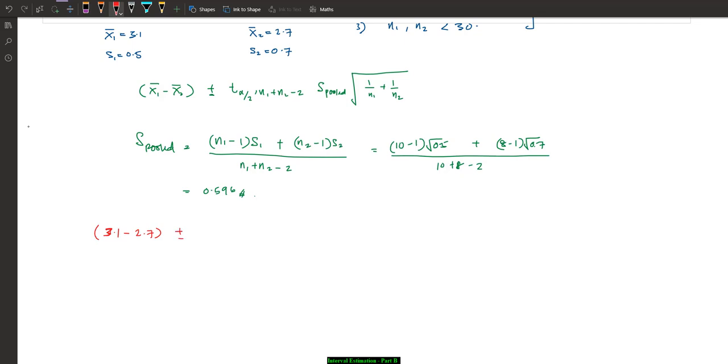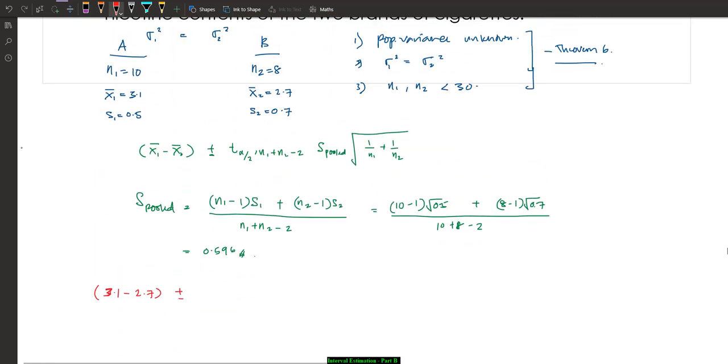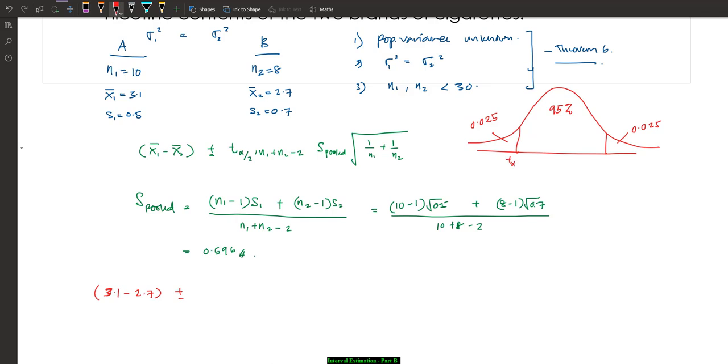Plus minus t alpha divided by 2. Since we are trying to find a 95% confidence interval, the distribution should look like this. Inside is 95%, and each tail is 0.025, so this is t alpha divided by 2. So t 0.025, and the degree of freedom is 18 minus 2, which is equal to 16.